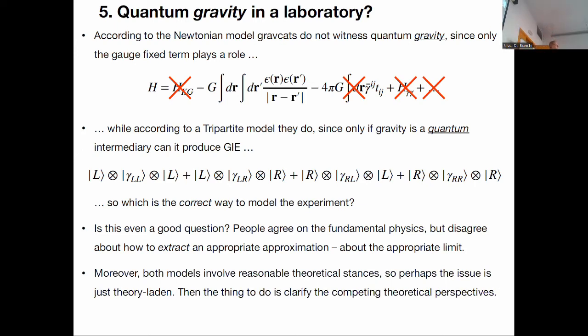Moreover, I've tried to present both of these in a very positive way. There's nothing unreasonable about either of the patterns of reasoning here. Effective field theory, quantum gravity, yeah, that's good. And geometry being causal as well, that's good. These seem to be reasonable things to emphasize. So maybe there's just a problem here. It's not like we can really settle this. Maybe the thing's just theory-laden.